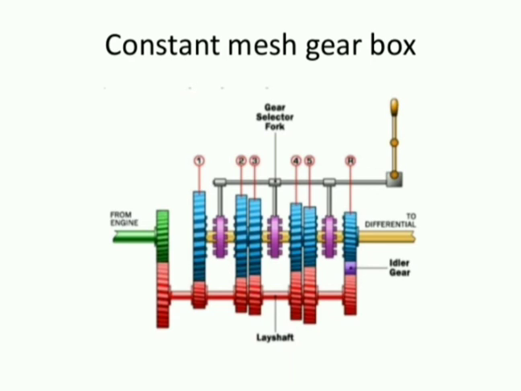It's an image of constant mesh gearbox. It consists of gear selector forks for selecting gears, and it consists also of layshaft, idler gear, and other gears too. First gear, second gear, third and fourth, fifth and reverse gear. And the output shaft goes to the differential by propeller shaft.